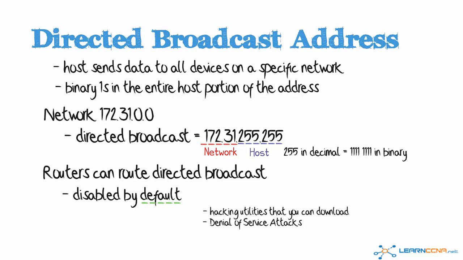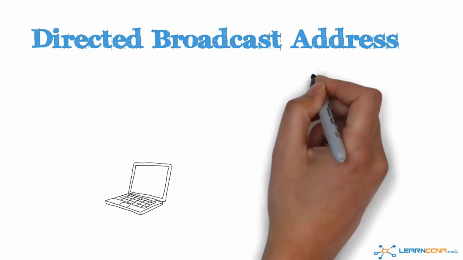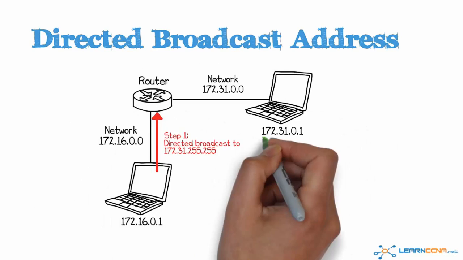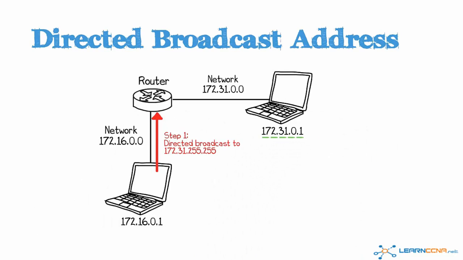So routers and switches will not forward directed broadcasts from one VLAN to another or route them from one interface to another interface. So here's a sample network. Notice this device, 172.31.0.1, is on network 172.31.0.0. 172 is a Class B network. So the network portion of the address is 172.31 and the host portion of the address is 0.0.